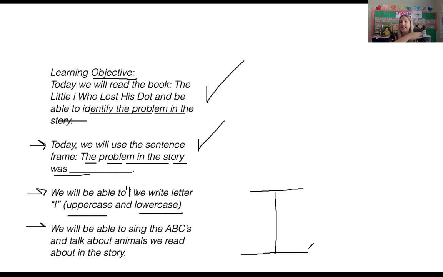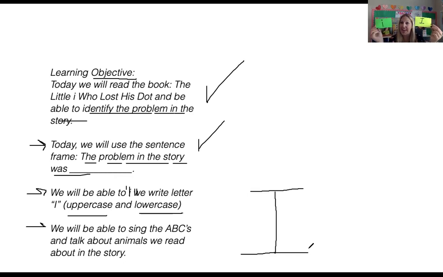Wow. You need to all give yourself a pat on the back. You all get 2 thumbs up, and you all did a great job today. Reading our story, The Little I Who Lost His Dot. We talked about the problem. We talked about some things that started with a letter, but most of all, we talked about the letter I, lowercase, and the letter I, uppercase.